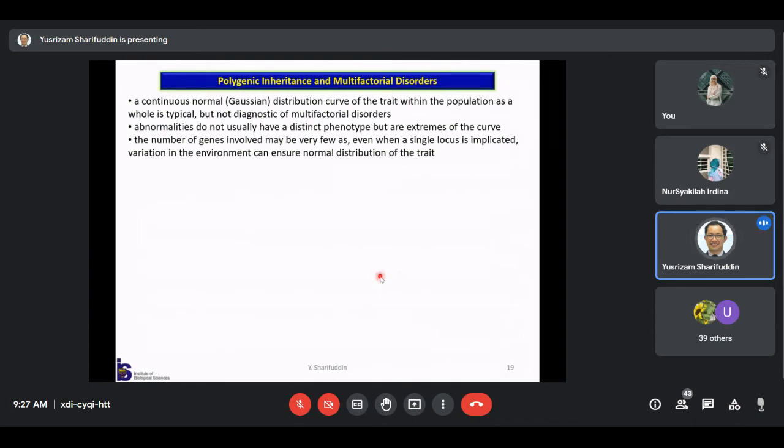Now, this is a lot of text. If you have a normal distribution curve when you look at a trait in the population, the whole is identical, but not diagnostic, in multifactorial disorders, because the abnormalities do not usually have a distinct phenotype, but they are at the extremes of the curve. A normal Gaussian distribution is a bell-shaped curve. The number of genes involved may be very few, even a single locus. Variation in environment can ensure normal distribution of the trait.